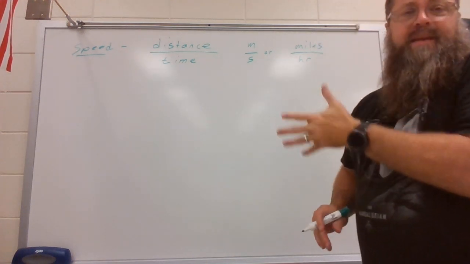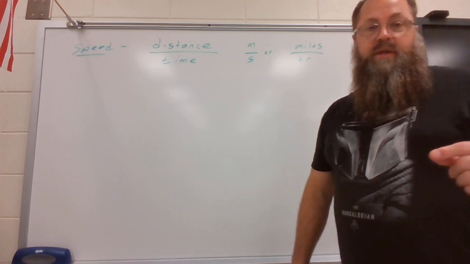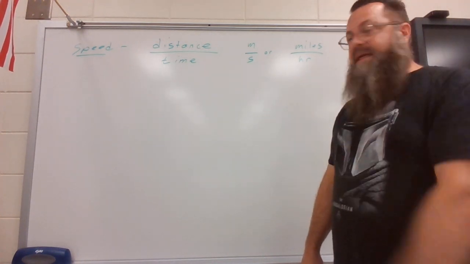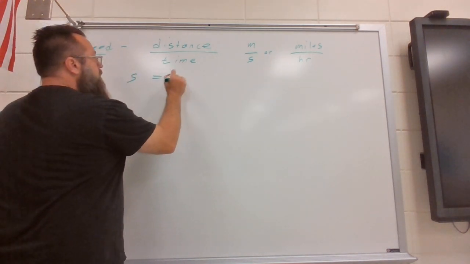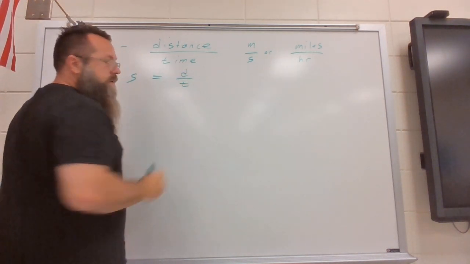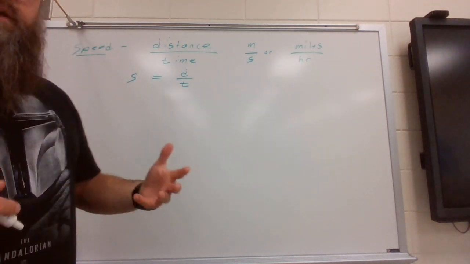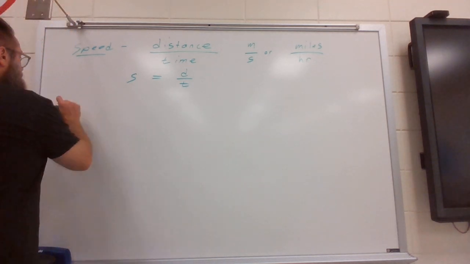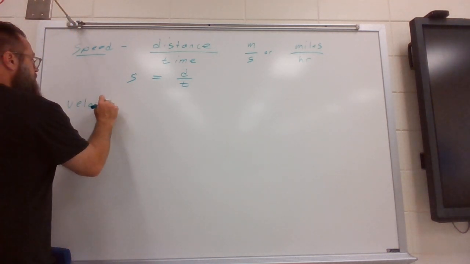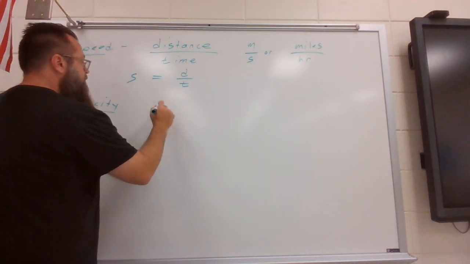So speed, I think we get speed, we've seen that. But we're going to make a distinction between the term speed, which is distance divided by time, and another term that we use in physics a lot called velocity. Many things are going to seem the same here.